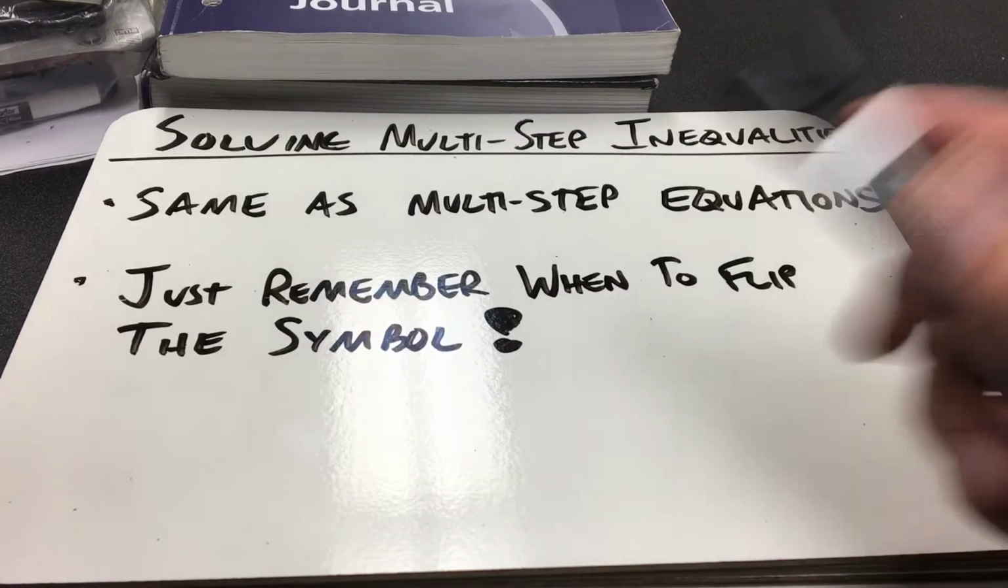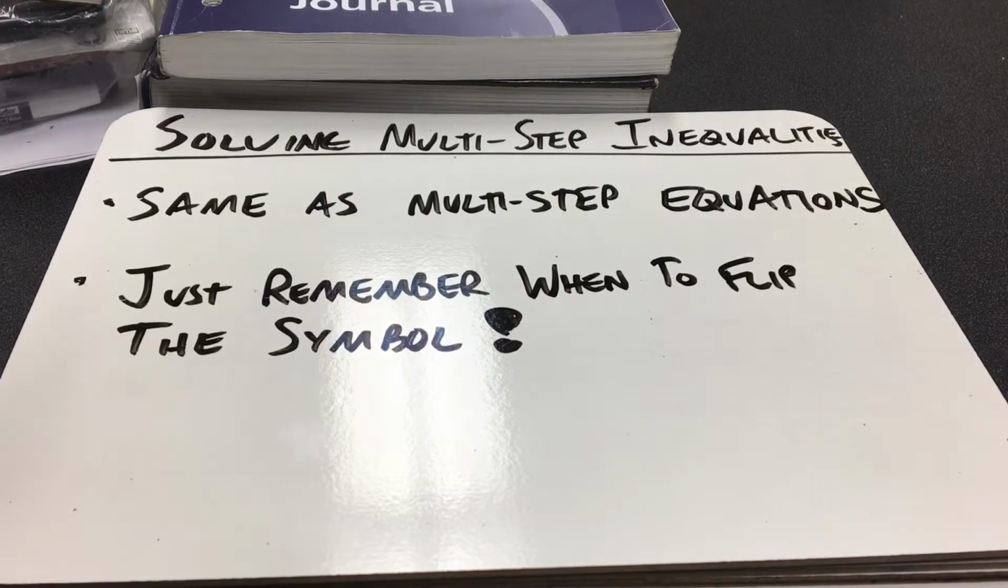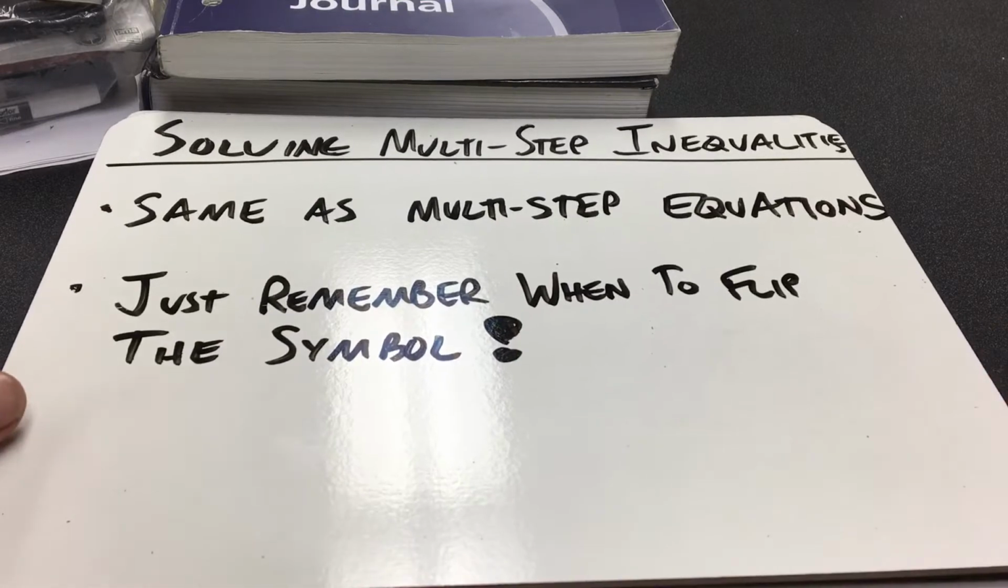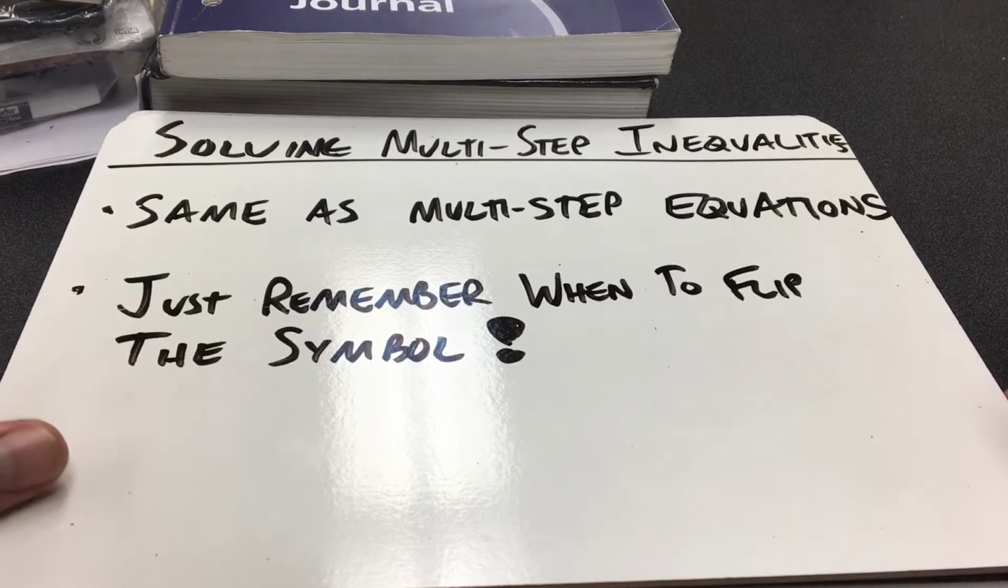Hey everybody, in this video we're going to go over lesson 2.4 in the algebra book, how do we solve multi-step inequalities. It's really nothing new. You've already done all of these skills in chapter 1 when we did multi-step equations. We're still going to distribute, we're still going to combine like terms, we're still going to add or subtract on both sides, we're still going to multiply or divide on both sides.